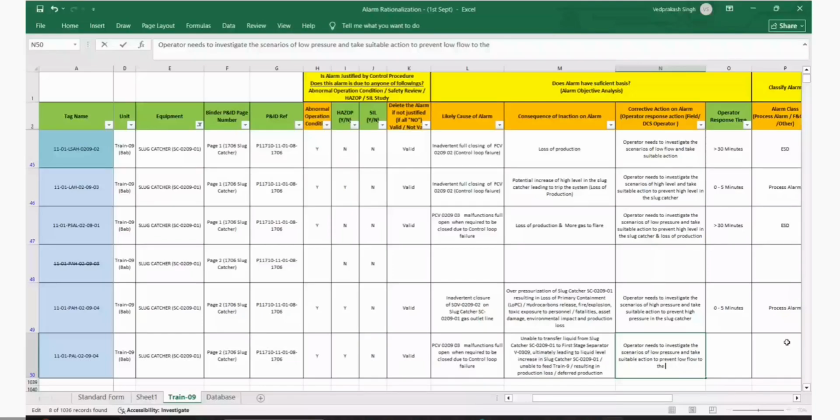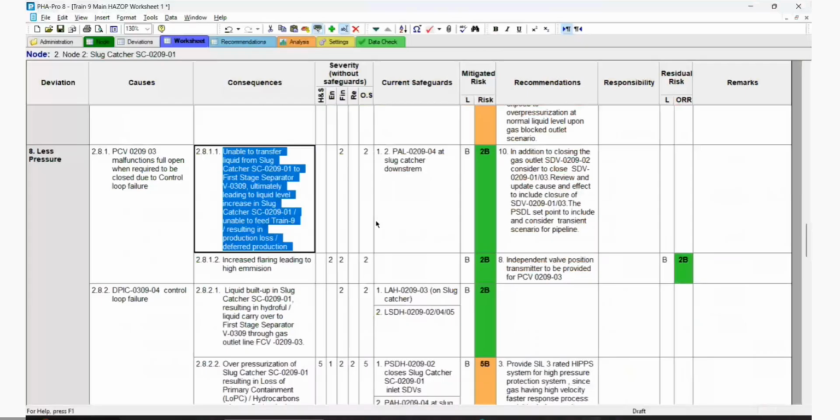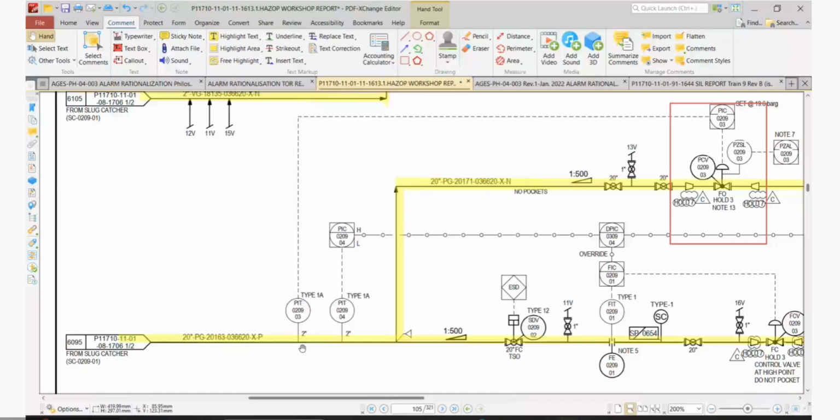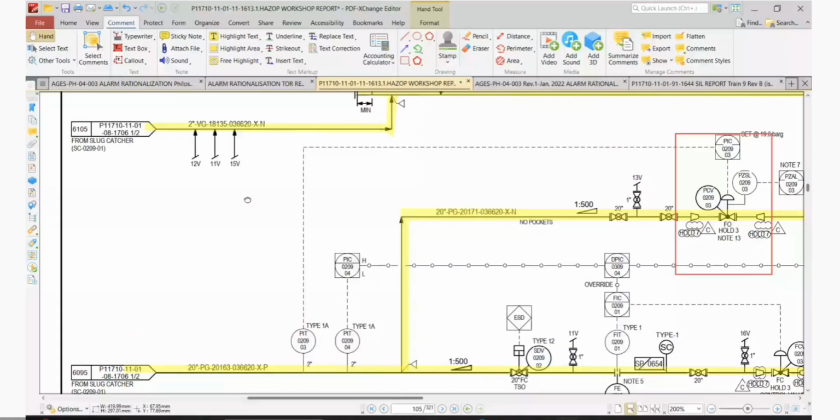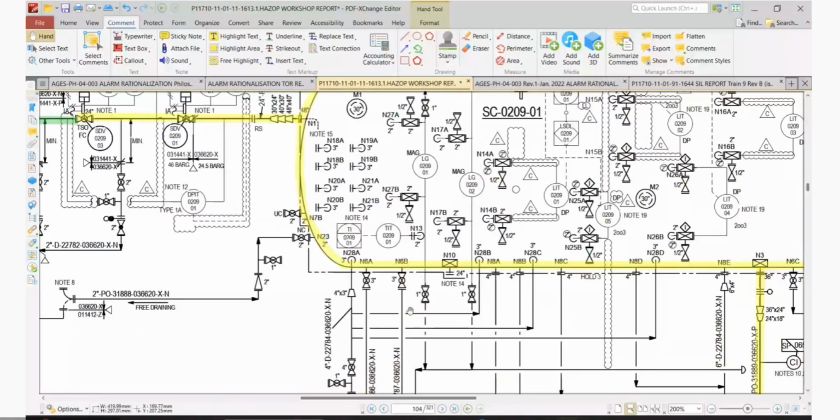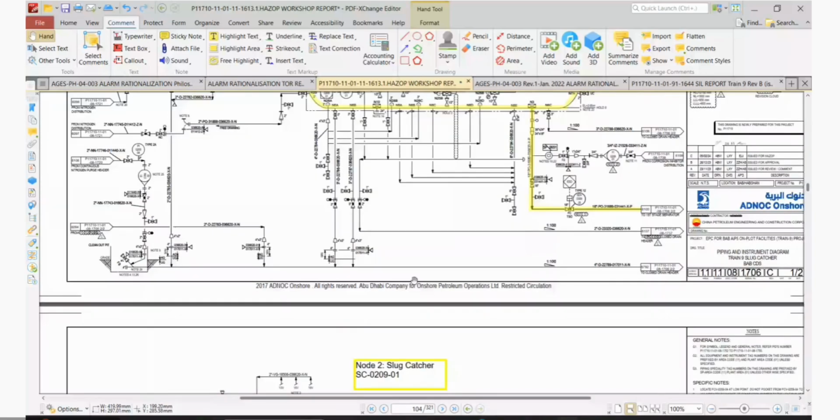To the purchase separator. Why this is correct, right? Because ultimately, if there is low pressure, that means the slag catcher will have high level, and there is a low flow.